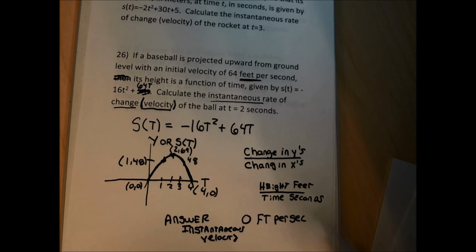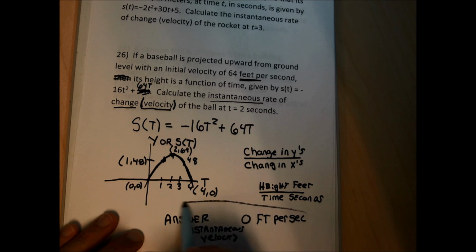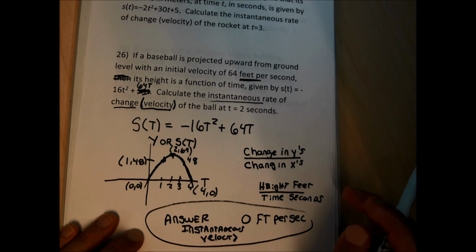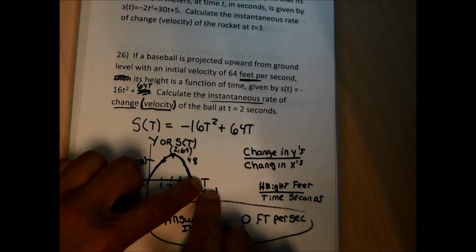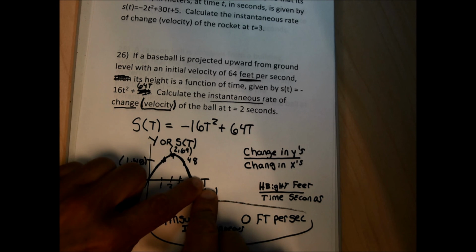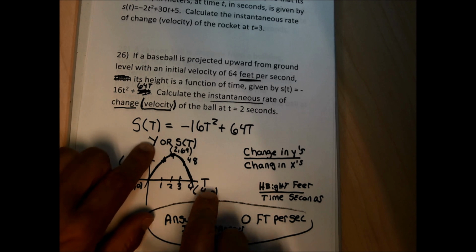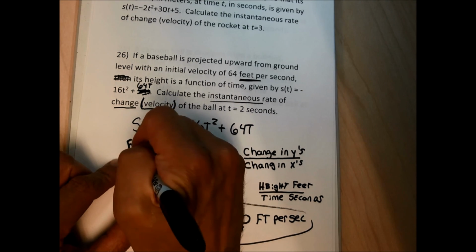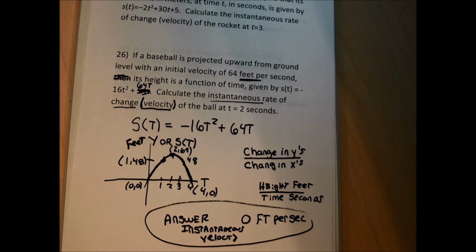So the important thing in this problem is to realize that that instantaneous rate of change needs units in a word problem, and the units are feet per second, because on the graph, the x-axis is the time in seconds, and the y-axis is the height in feet. I probably could have written feet up there and it would have been stellar.